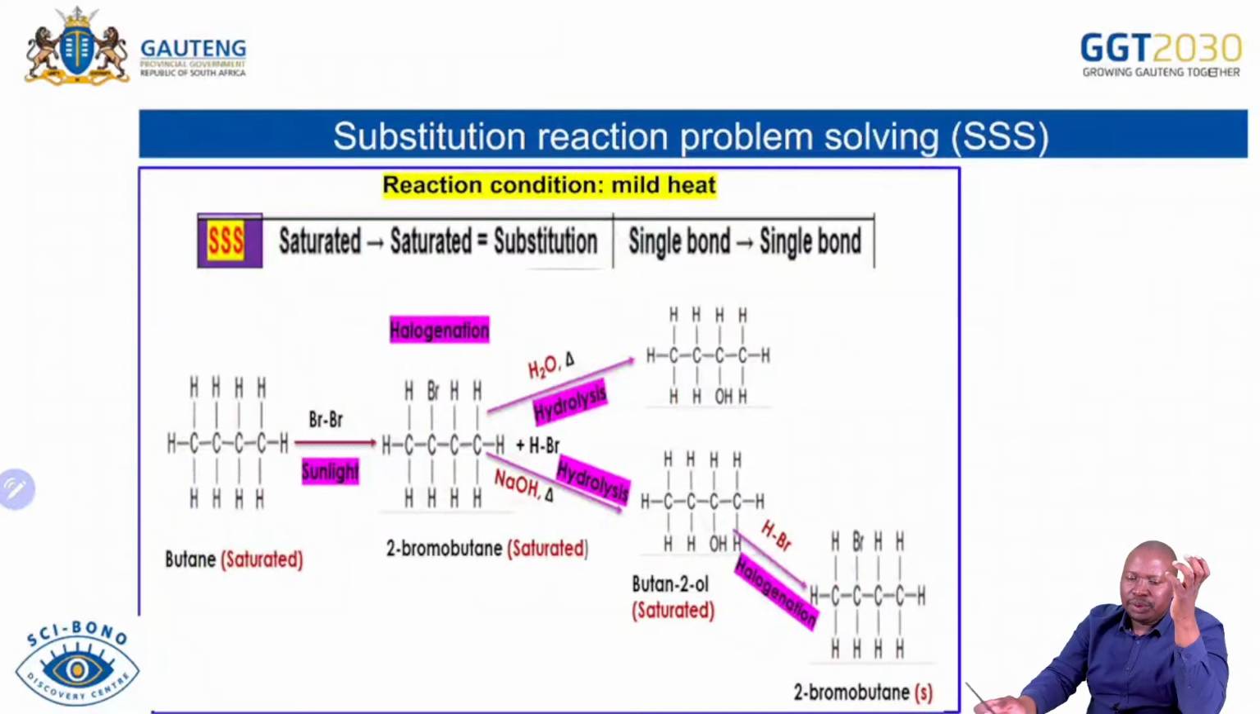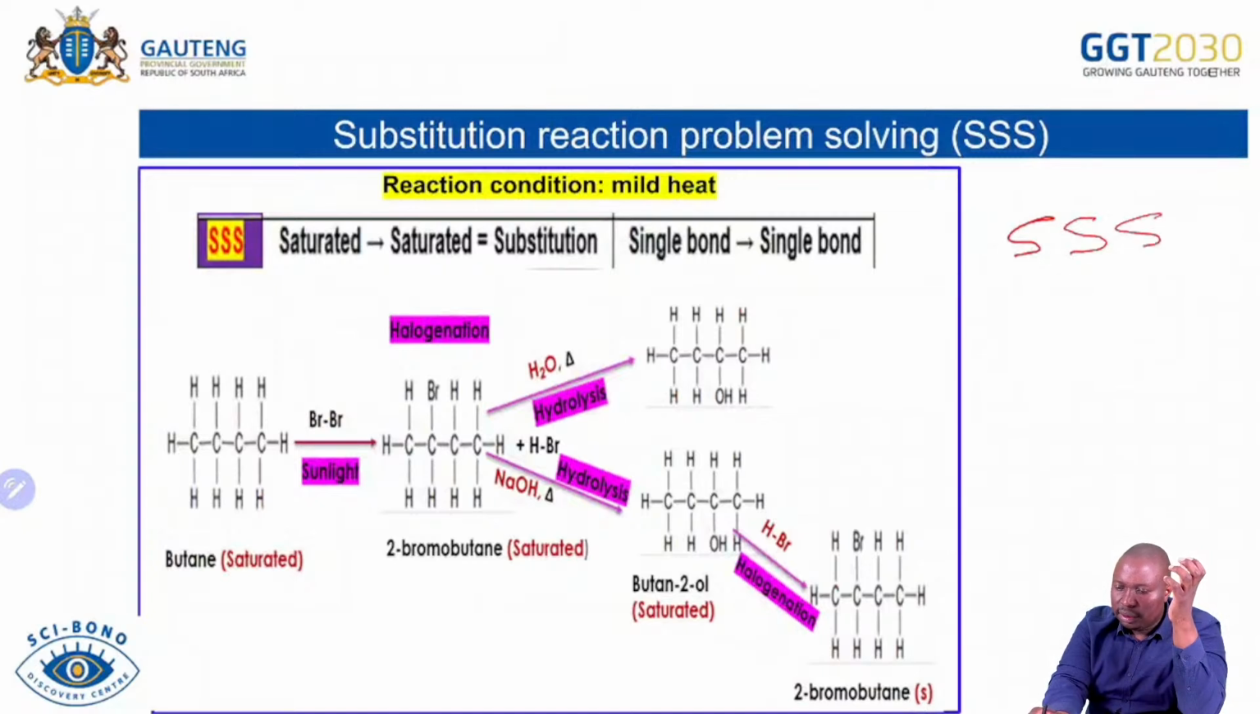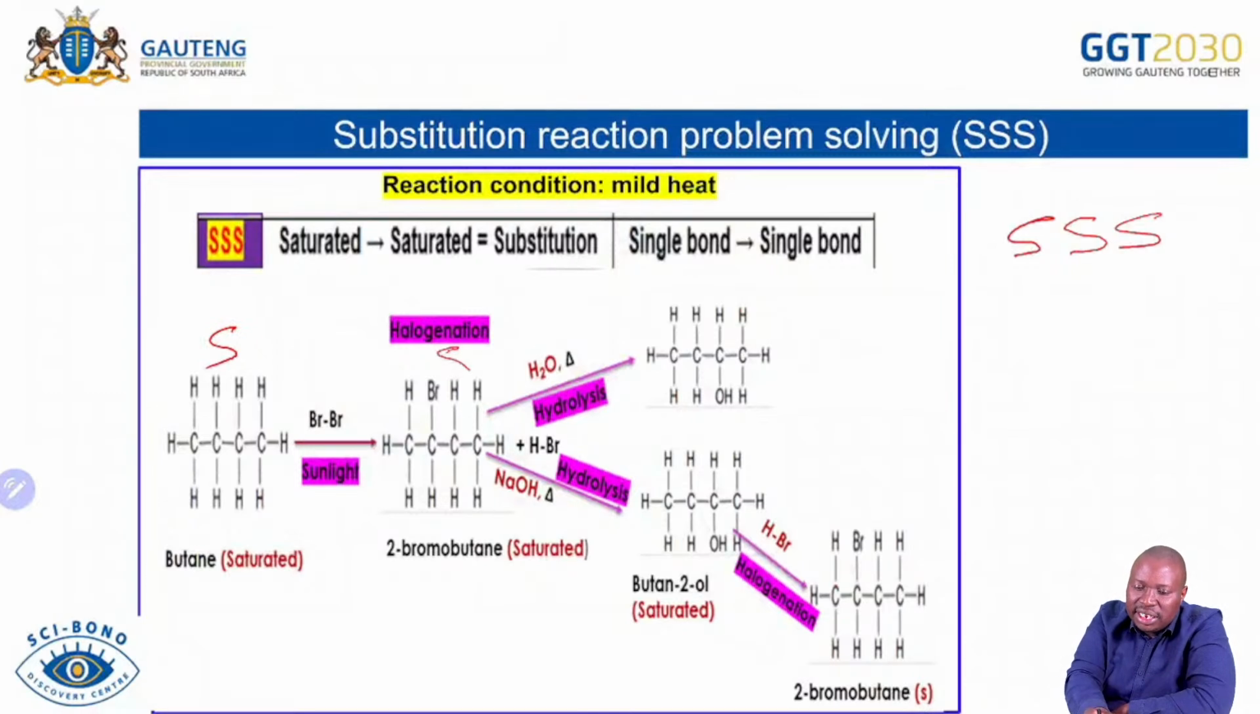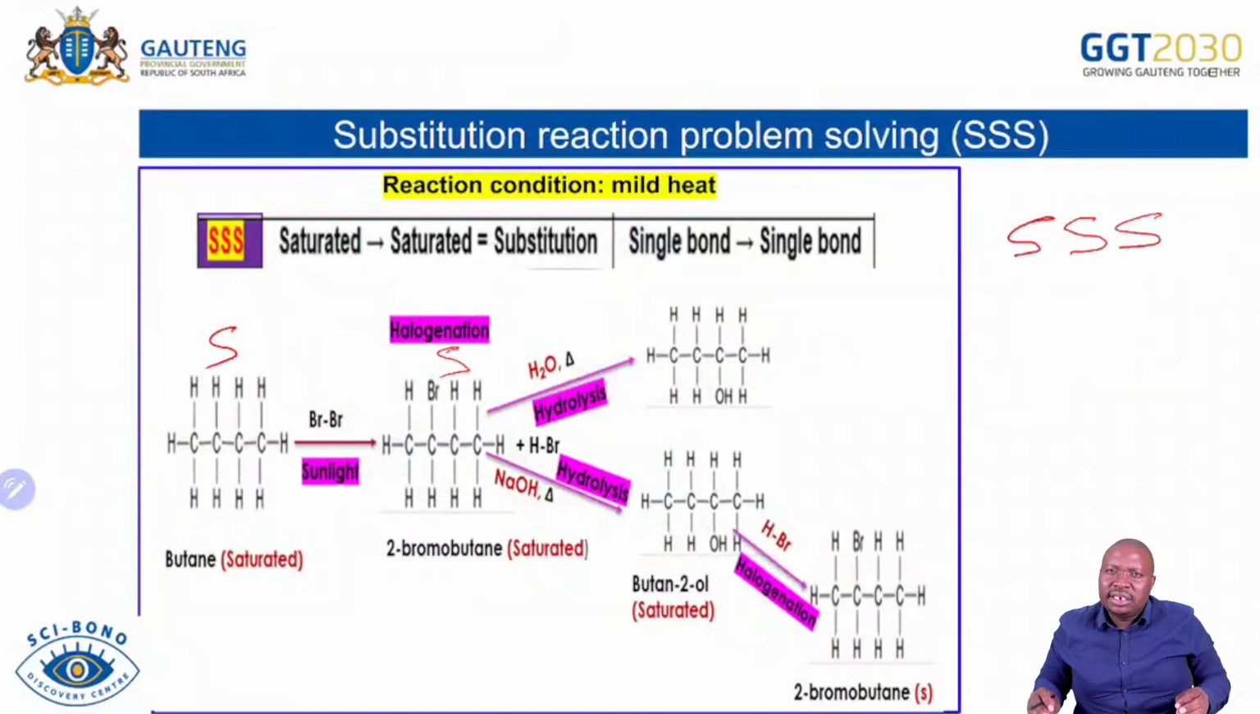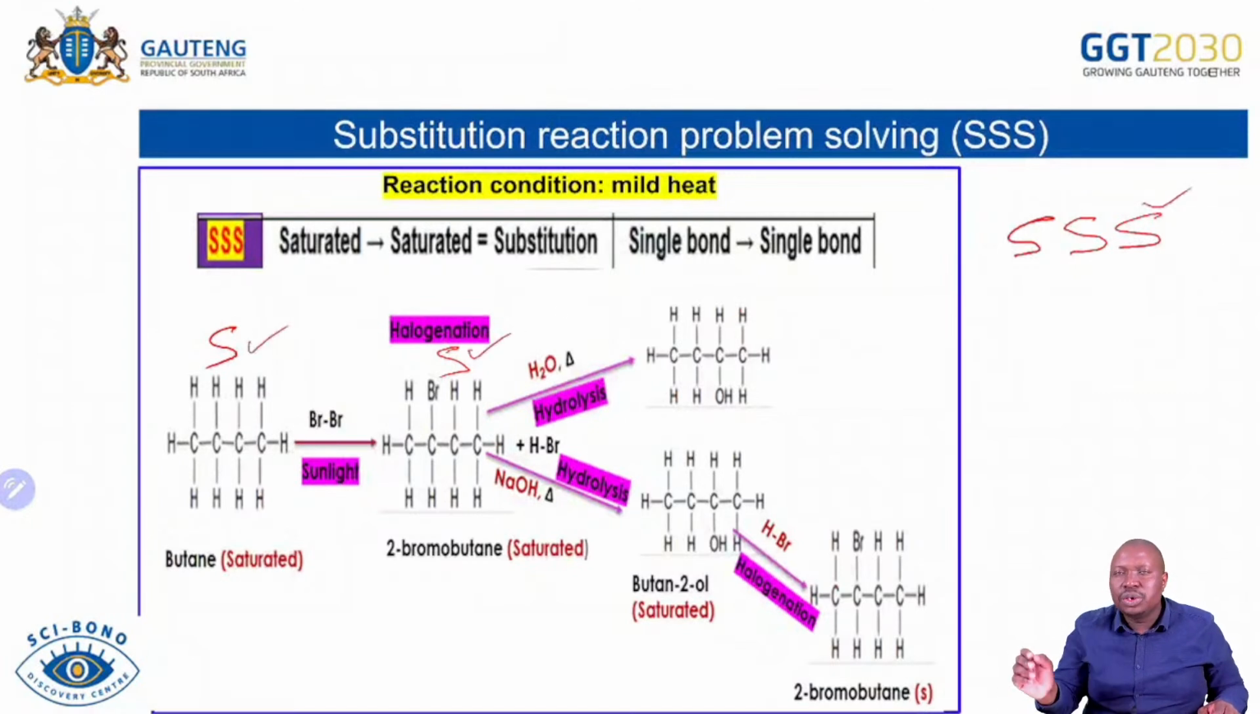Remember, the nice thing about substitution, we're saying, is saturated substitution. So when you see a saturated hydrocarbon forming another saturated one, saturated means no double bond. We said saturated means a single covalent bond between carbon atoms. And if you see here, it's only single covalent bonds. There are no double bonds, so that is saturated. So all the time when you have saturated forming saturated, we call the reaction substitution. And the first one that we do is halogenation, where we use Br2 or Cl2.